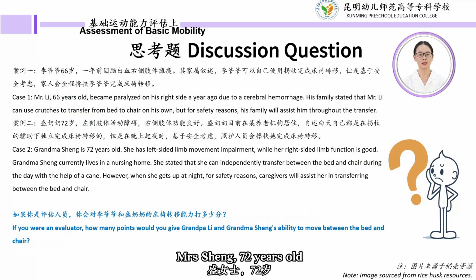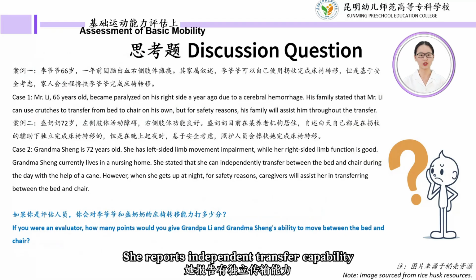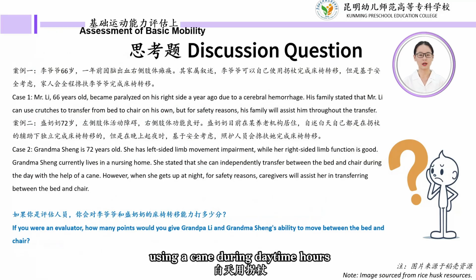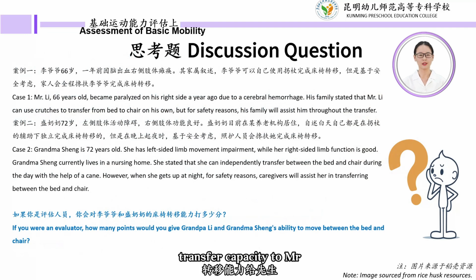Case 2. Mrs. Sheng, 72 years old, demonstrates left-sided mobility impairment. She reports independent transfer capability using a cane during daytime hours, but requires caregiver assistance for nocturnal bathroom visits. As assessing professionals, what scores would you assign for bed-to-chair transfer capacity to Mr. Lee and Mrs. Sheng? Justify your clinical reasoning.